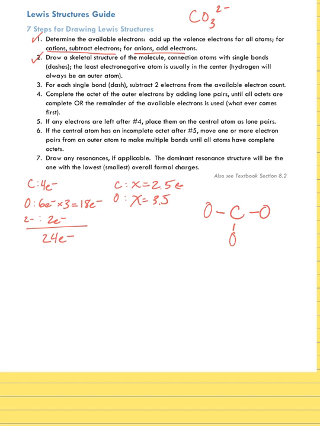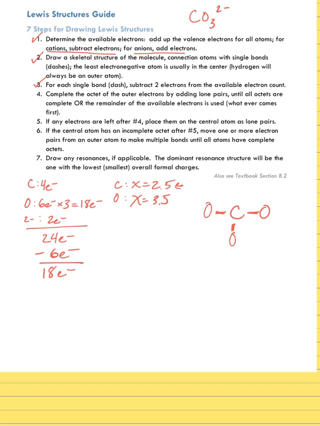Step 3, for each single bond, subtract 2 electrons from the available electron count. So a single bond, as we learned earlier in this video, is made up of 2 electrons. In order to make these 3 single bonds, we needed to use 6 electrons from our bowl. That brings us down to 18 electrons. So that's step 3, done.